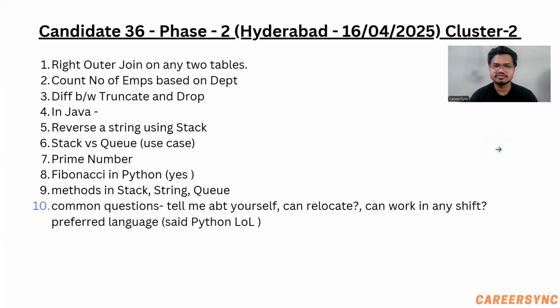So he is also from cluster 2. The questions he was asked: write an outer join on any two tables, count the number of employees based on department, difference between truncate and drop. You can see this question is asked in every interview, by every student who shared the data.